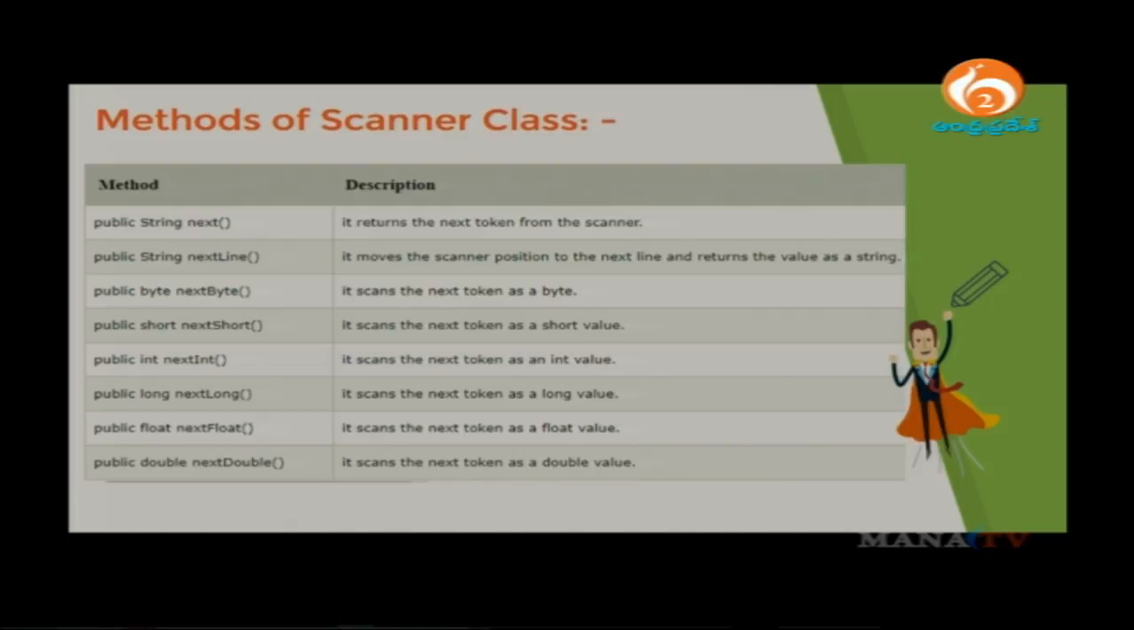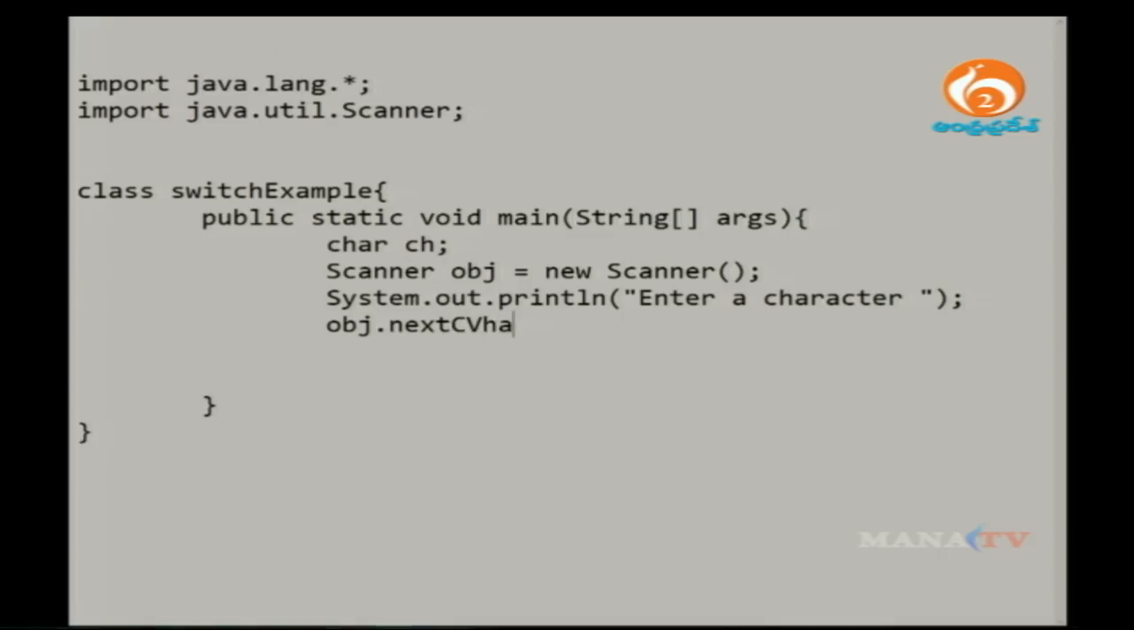There are two methods you can use here: the next method or the nextLine method. You can also use one more method apart from these, called nextChar. This is also a method which returns a character, stored in a variable called ch.